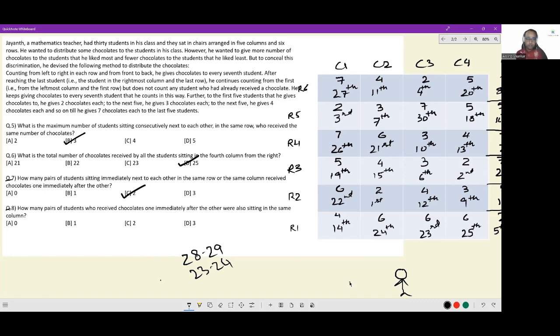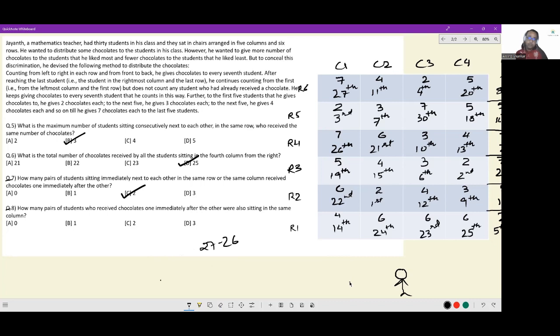So two such pairs. How many pairs of students who received chocolates one immediately after the other were also sitting in the same column? Okay. So this time not necessarily as in not necessarily the next seat, not necessarily in the next seat. It is just that you have to receive it. And okay, so if I have 27, I will count this 27 if I see a 26 in the column or if I see a 28 in the column. I see along with 26, the 27, there is a 26. This pairing is already accounted for.